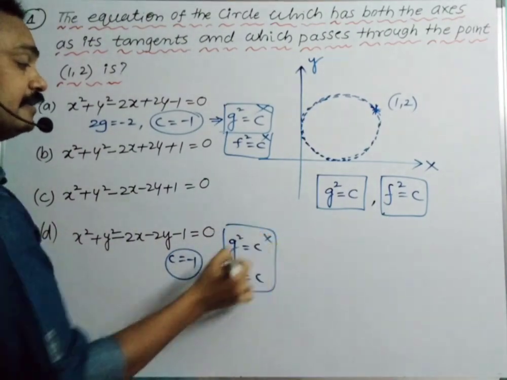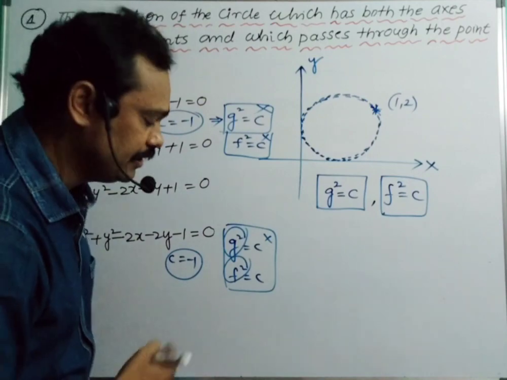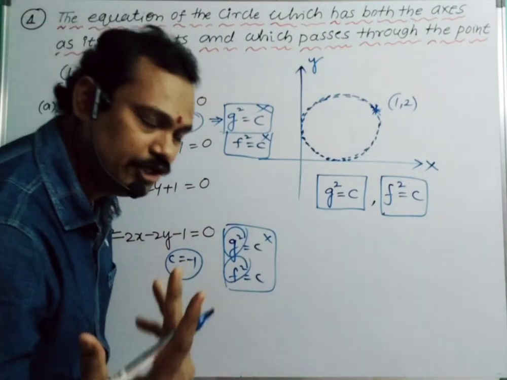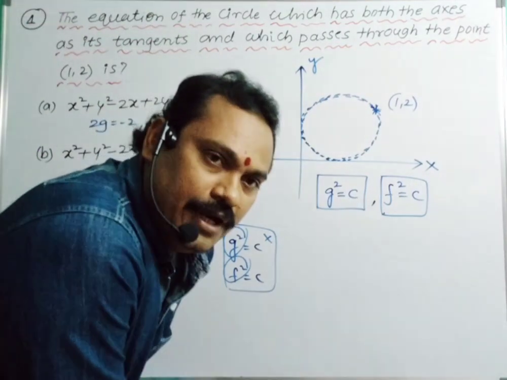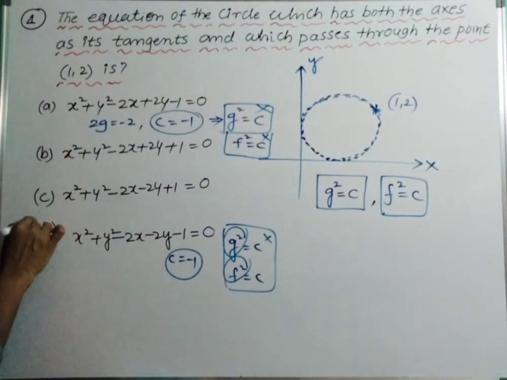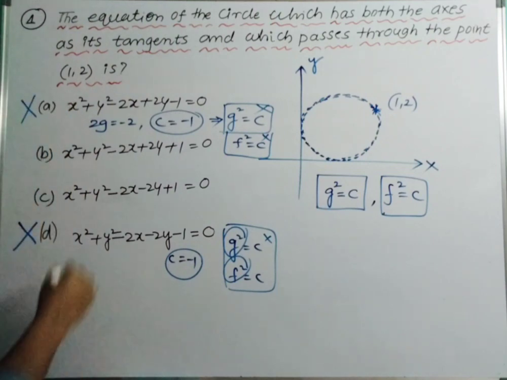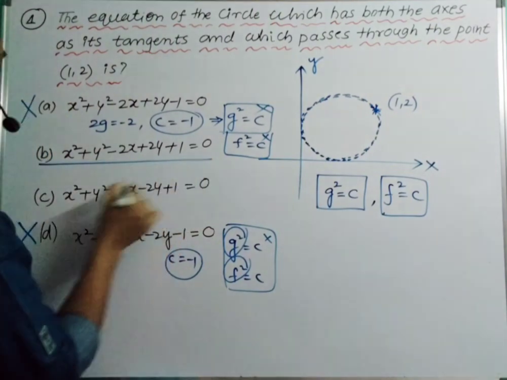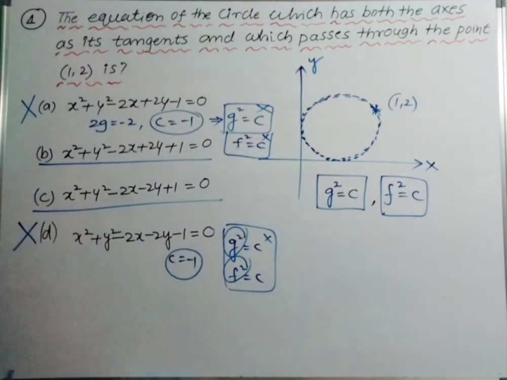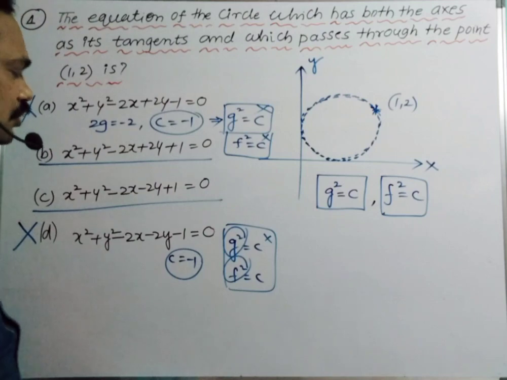Why? g square is a perfect square term, and f square is a perfect square term. They should not be negative. So two options are ruled out. The remaining two options are left, and between these two you have to check which is the right choice.